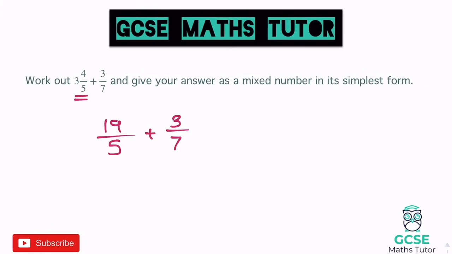So thinking about 5 and 7, the lowest common multiple of those is 35. So in order to get them to be 35, the left fraction there, I can times the top and bottom by 7. And the right fraction we can times the top and bottom by 5, and that would give us 35 on the bottom of both. So we've still got to work out 19 times 7 there, and obviously take your time doing so, but 19 times 7 is 133, and at the moment that is going to be over now 35.